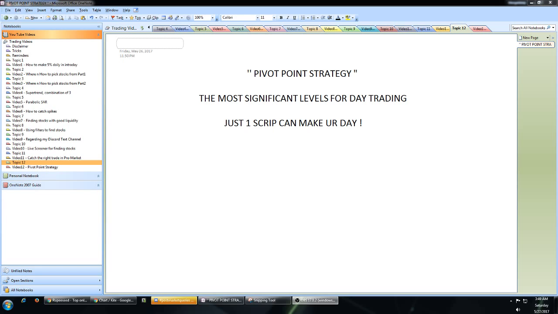Now coming to the pivot point levels, there are 7 basic pivot point levels. One is the pivot point itself, then come R1, R2 and R3, S1, S2 and S3, where R stands for resistance and S stands for support. Let me take you to the Kite interface and show you the stuff there. It will be clearer.